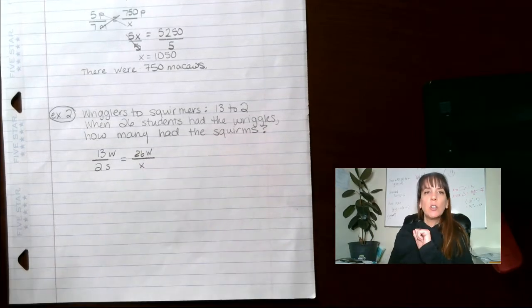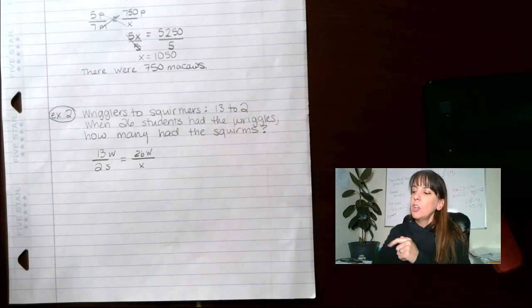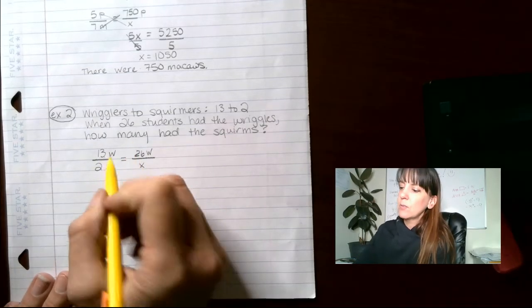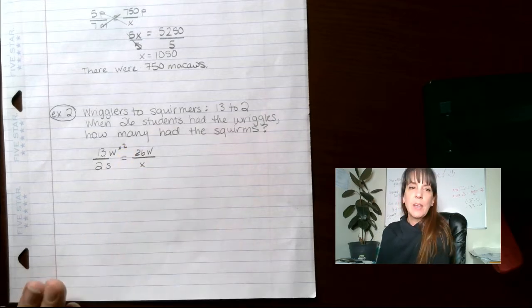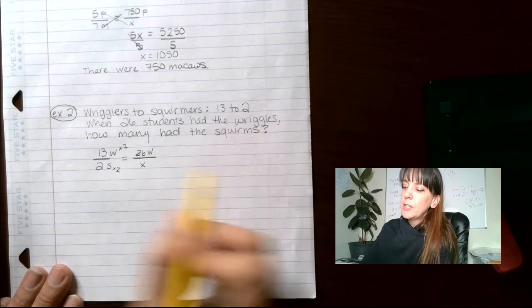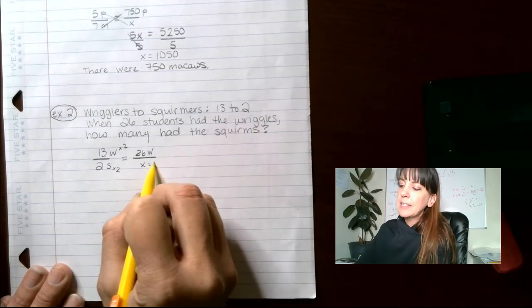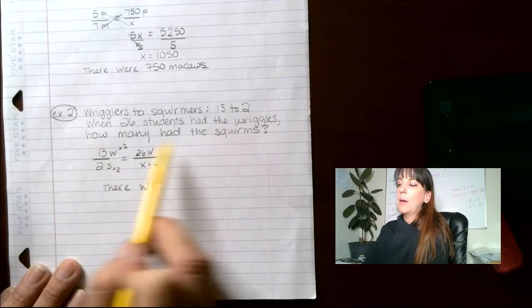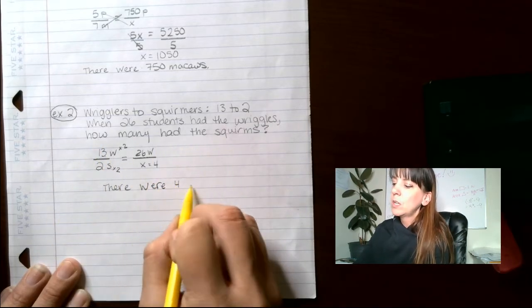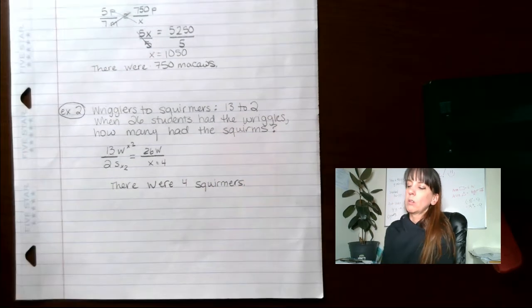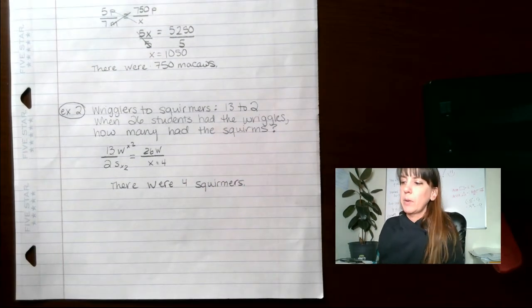Now, sometimes you can look at a proportion and solve it pretty quickly. Looking at this, what do I need to do to 13 to get 26? Well, I would need to multiply by 2. 13 times 2 is 26. If I do it up top, I have to do it on the bottom. So 2 times 2 is 4, so x equals 4. How many had the squirms? There were 4 squirmers, or 4 had the squirms would be another way to say that. Okay, so that's that example.